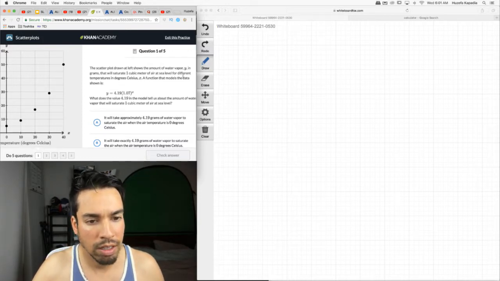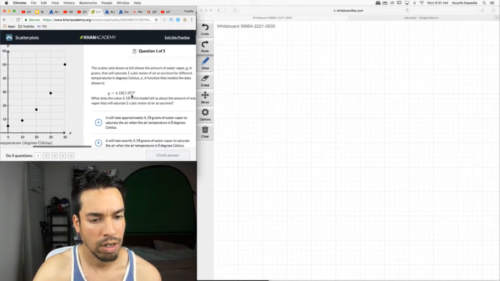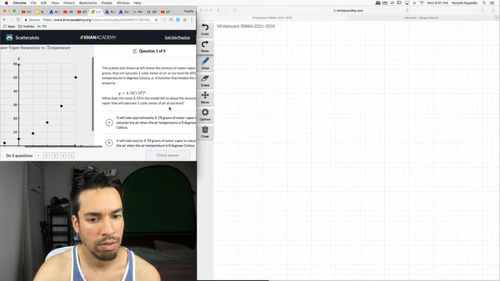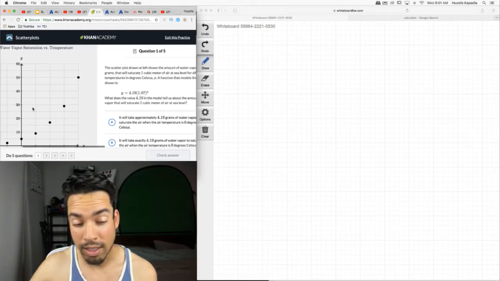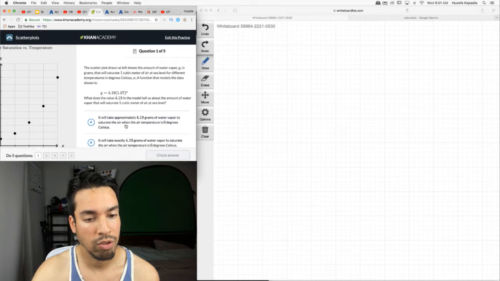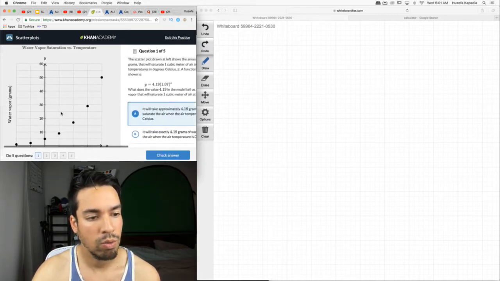The scatter plot at left shows the amount of water vapor in grams that will saturate 1 cubic meter for different temperatures in, okay, 1 cubic meter of air at sea level, but we don't know what sea level has to do with it. Oh, I see. All of this is at sea level. Now that's what threw me off. I got it. Okay, so it will take approximately 4.19 grams of water vapor to saturate the air. Yeah, it's A. But I'm going to tell you why in a second.